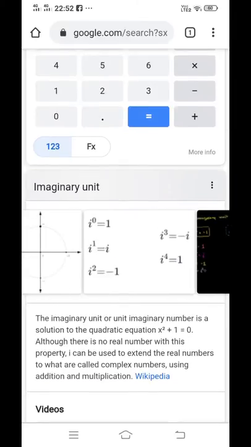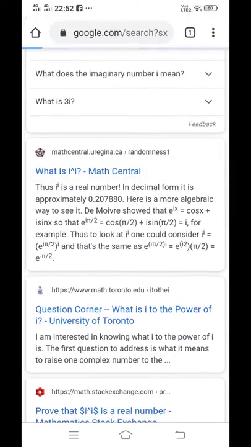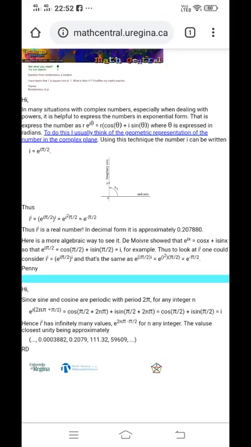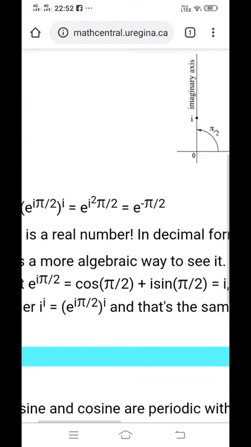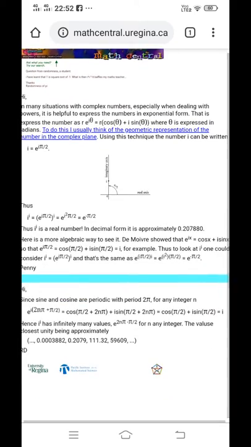i^0 is 1. i^1 is i. i squared is minus 1. So when you go down here, Math Central, what is i^i? They will be explaining this. So i^i is nothing but e^(-pi/2). It is very strange to know that. It is connecting two numbers.